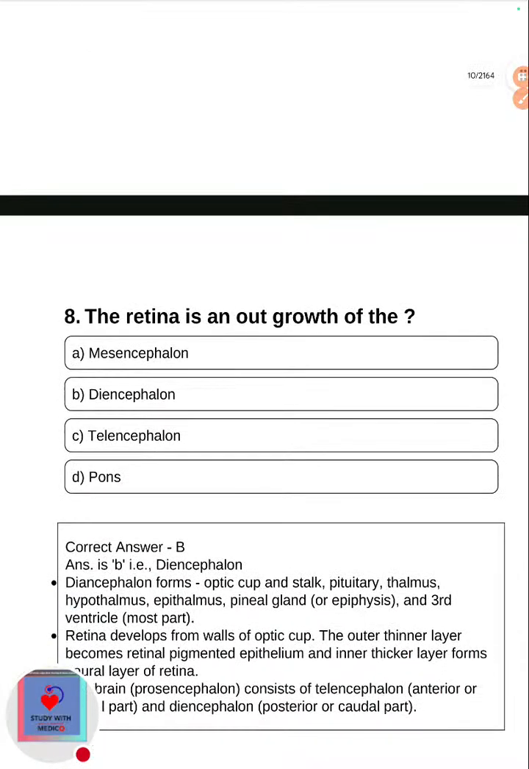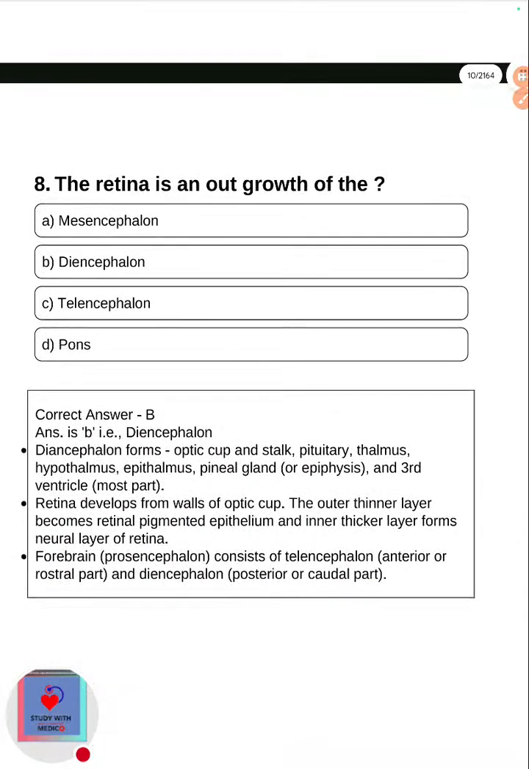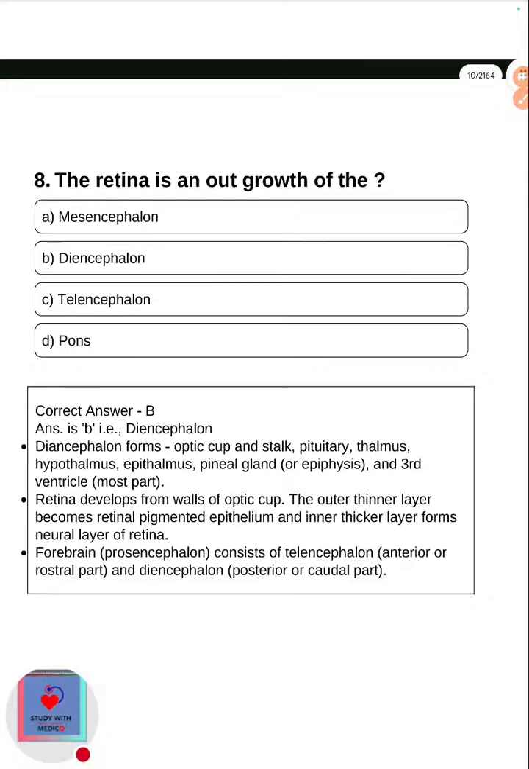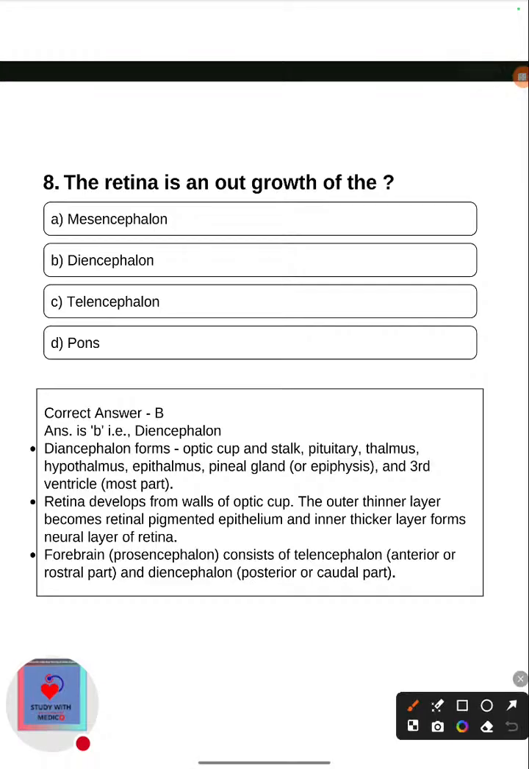The retina is an outgrowth of the... So the answer is B. The retina is an outgrowth of the diencephalon, not the mesencephalon, not the telencephalon, not the pons.